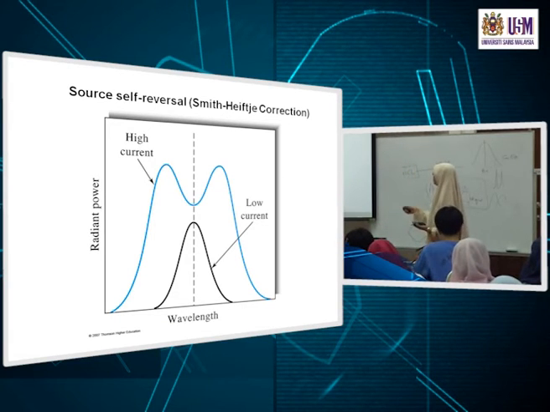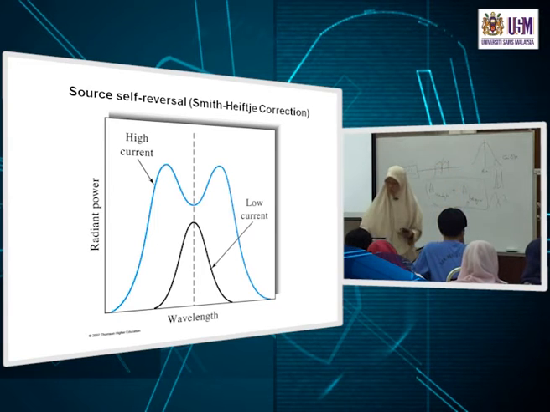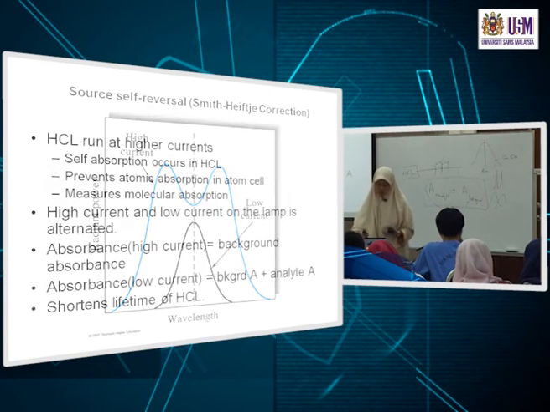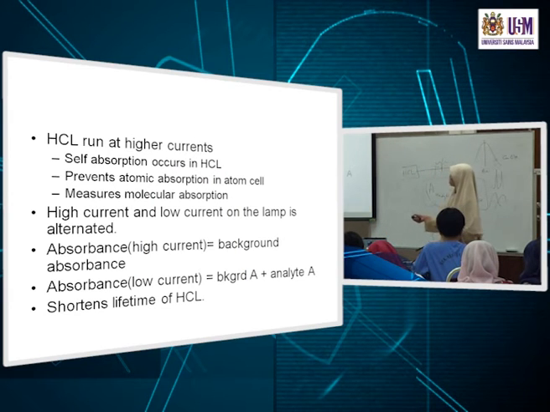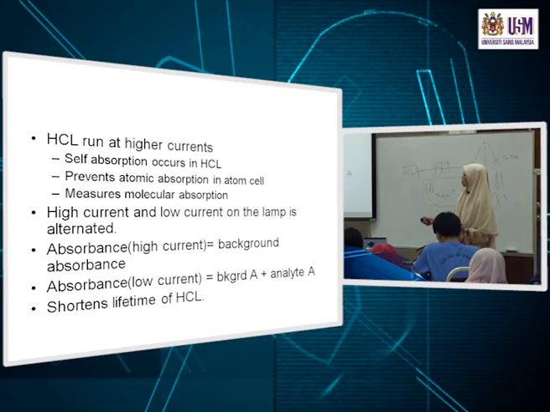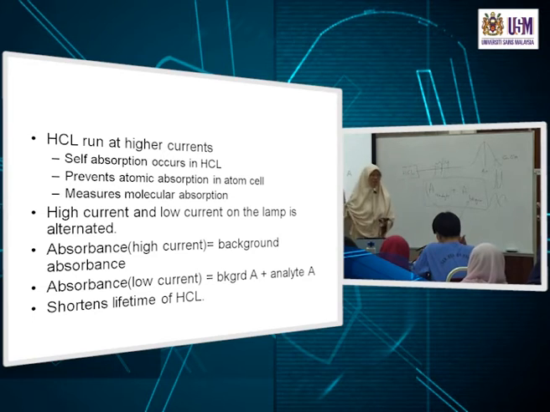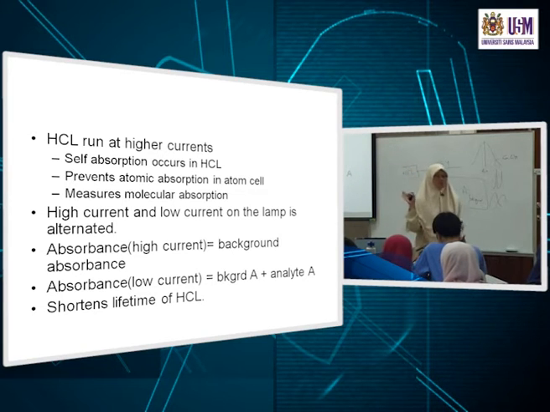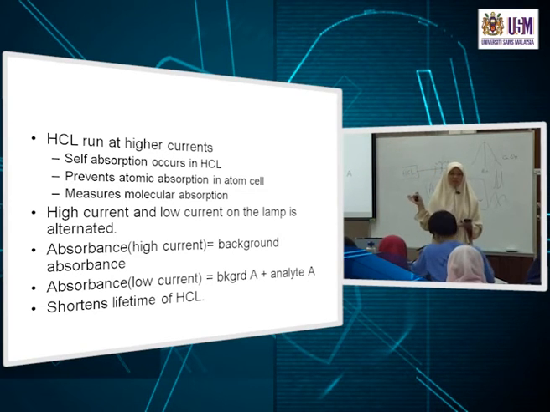At high current, you estimate background. So you just minus the two. This is what you do here. So absorbance at the high current estimates background absorbance. So what you do is now absorbance at low current minus absorbance at high current will give you A of the analyte. Does everybody follow this background correction method?